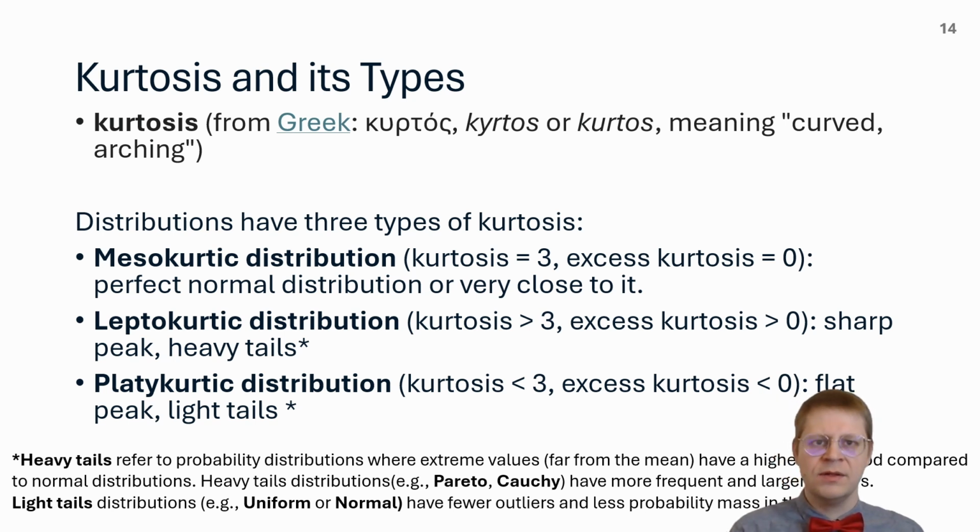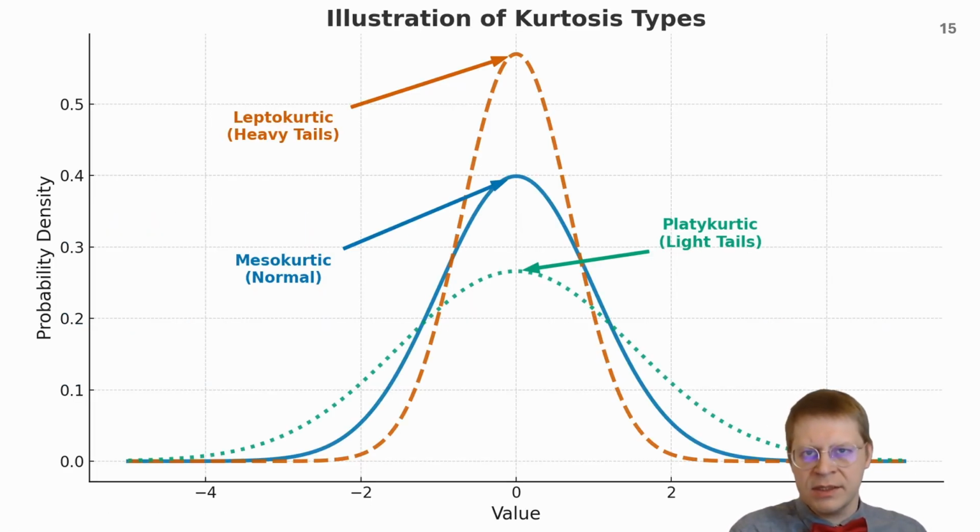Knowing the kurtosis of your data can alert you to potential risks of extreme values, which is especially important in fields like finance or risk management. Let us take a look at the illustration of kurtosis. And as I mentioned, the leptokurtic with heavy tails, mesokurtic, and platykurtic with light tails.